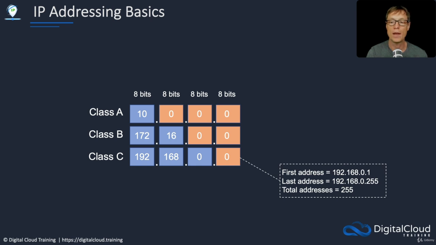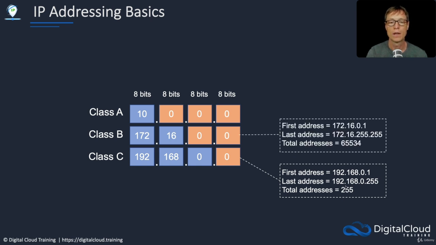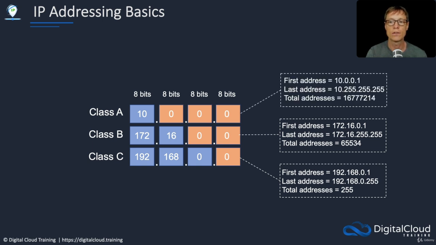So for the one on the bottom here, we've got the first address is going to be 1, the last address is going to be 255, and of course the first 3 parts of the network ID cannot change. So a maximum is 255 addresses. Now with a Class B, our first address is 172.16.0.1, and then we go to 172.16.255.255. That gives us 65,534 potential addresses within that particular range. So that's a lot of addresses.